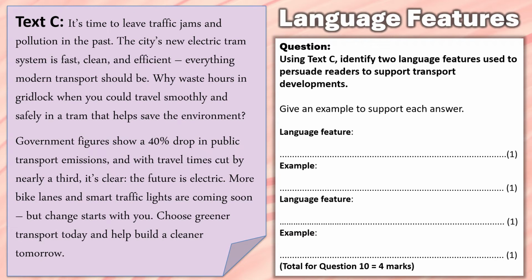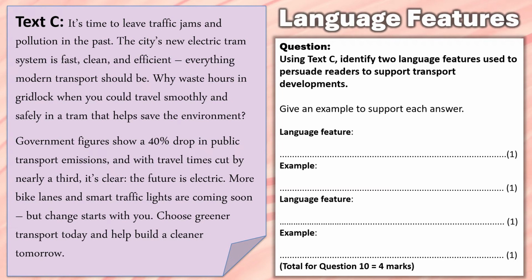So what we have here is a clearly set out question and answer section. And the question states, using text C, identify 2 language features used to persuade readers to support transport developments. Give an example to support each answer. So you see you will get a mark for the language feature and a mark for the example.